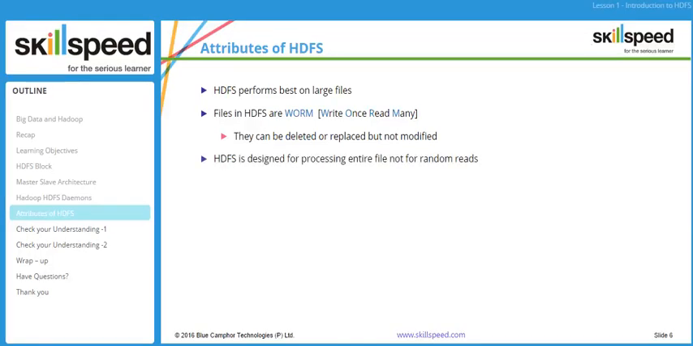And HDFS is designed for processing entire file, not for random reads. So usually whenever you want to process a file, the entire file is read. You cannot process a part of the file. And hence HDFS is more suitable for online analytical processing kind of scenario.